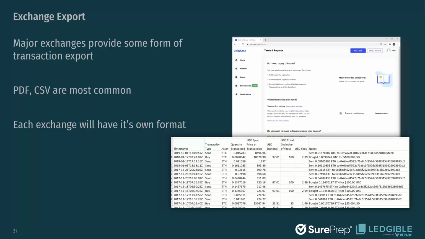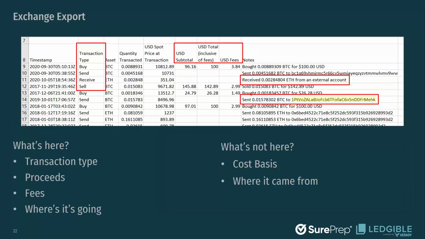So some may call Bitcoin BTC, and other exchanges may call it XBTC. As a tax preparer, you've really got to understand the information coming out of each of these exchanges and be able to normalize and combine all that information together to get a true picture of what's happening. Now, if we dig into a little bit of detail on one of these exchange exports, let's look at what we've got and what we don't have.